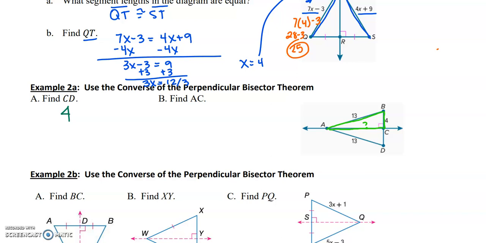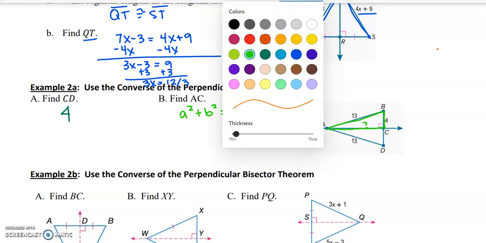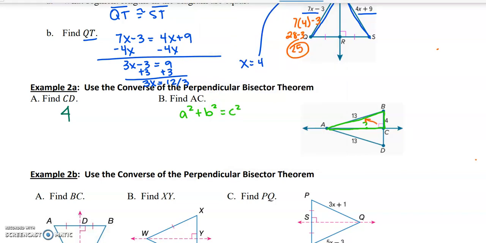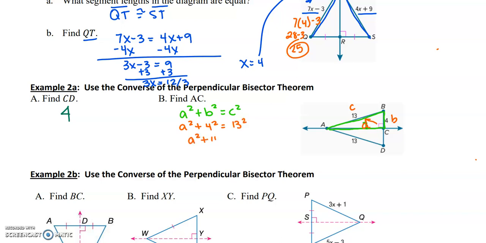If we have the other two, we can use Pythagorean Theorem, a squared plus b squared equals c squared, to solve for this AC. And so we just have to make sure that we use the C as the hypotenuse, the longest side across from our right angle. Doesn't matter which one we choose to be A and B. And then we plug in those values and we square, and then we start solving for A.